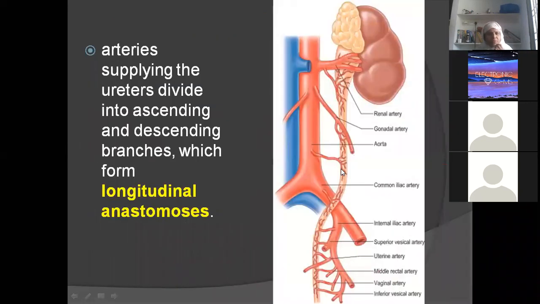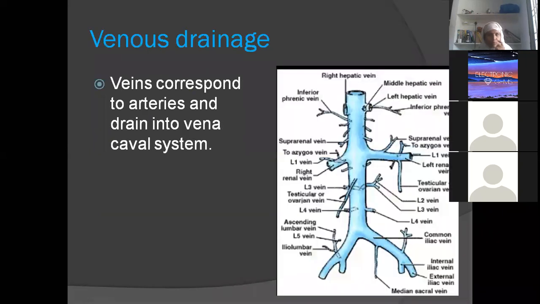Arterial supply also we have just discussed. We have seen the anastomosis. Veins will correspond to the arteries. Whatever names you write for the arteries, you just take it in reverse direction. Okay, that means the common iliac vein, internal iliac, external iliac veins will drain into the inferior vena cava. Gonadal vein, renal vein, nearby veins. Okay, they will drain into the inferior vena cava.